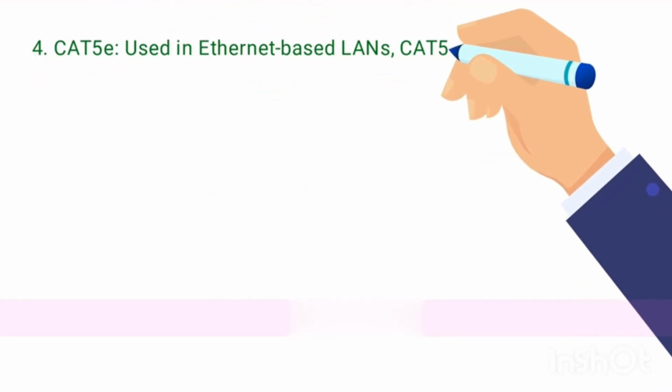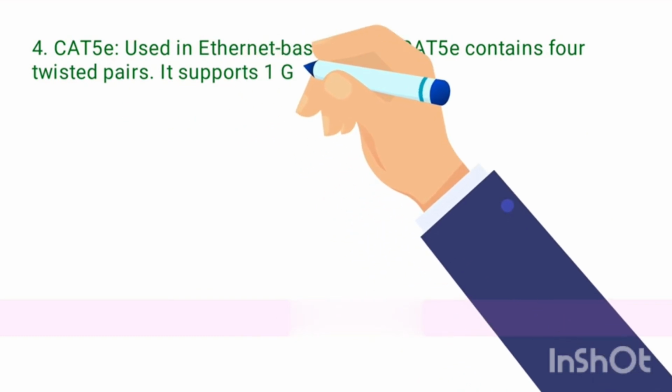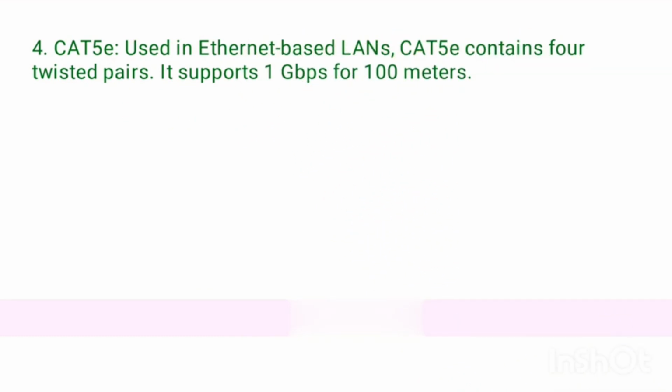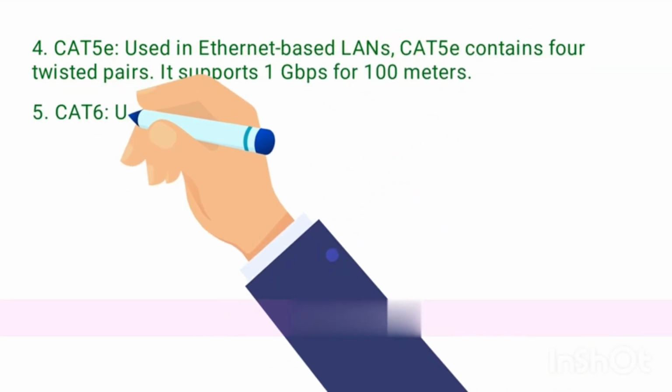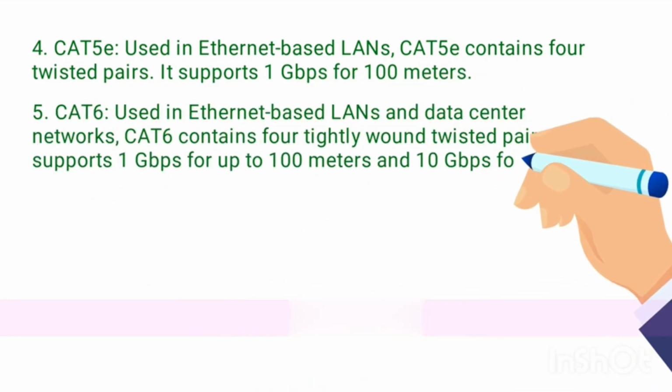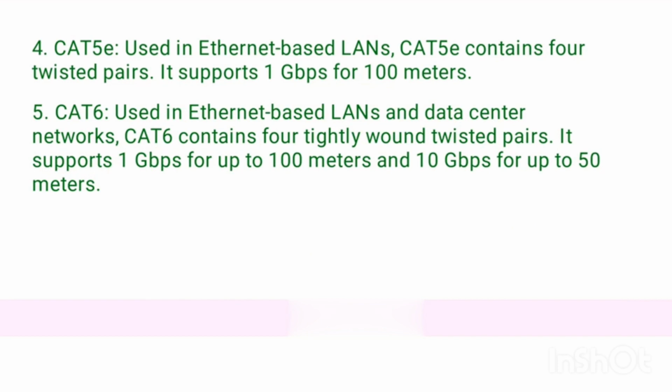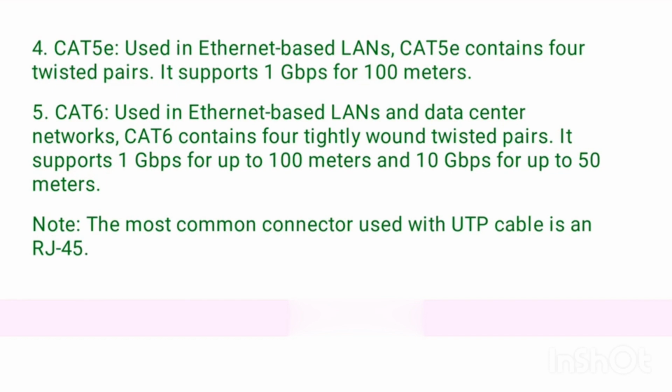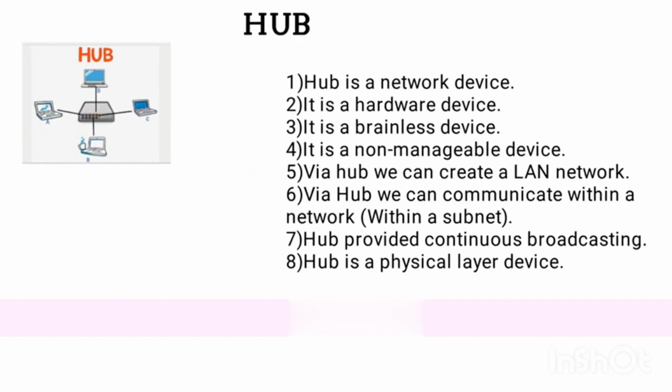Cat5e, used in Ethernet-based LANs, contains 4 twisted pairs. It supports 1 Gbps for 100 meters. Cat6, used in Ethernet-based LANs and data center networks, contains 4 tightly wound twisted pairs. It supports 1 Gbps for up to 100 meters and 10 Gbps for up to 50 meters. The most common connector used with the UTP cable is an RJ45.